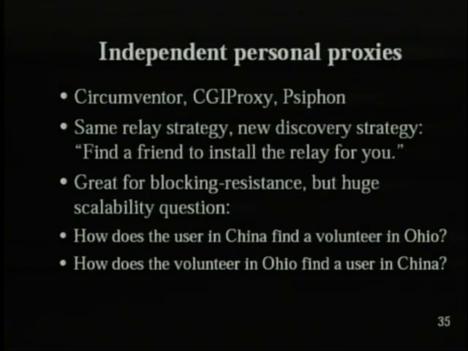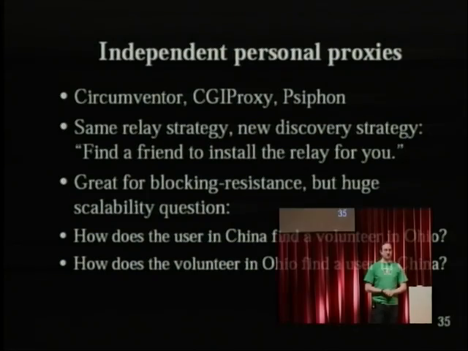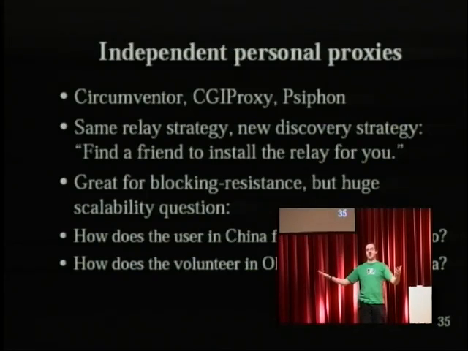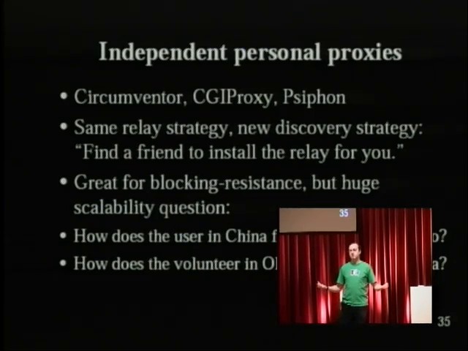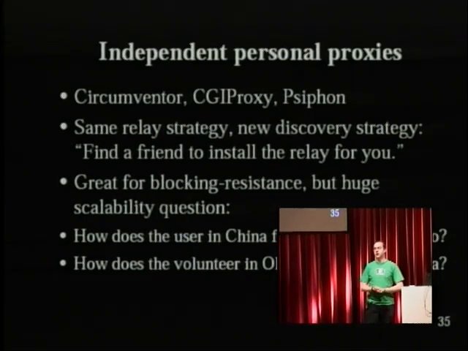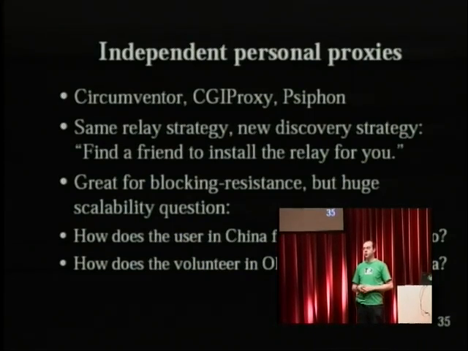On the other hand, there's a huge scalability question. How does the guy in China find the guy in Ohio if they don't already have a relative there? And how does the nice guy in Ohio who says, I want to help out, find the guy in China? So yes, this is a great idea, but how do you actually get it to matter for more than 12 people?